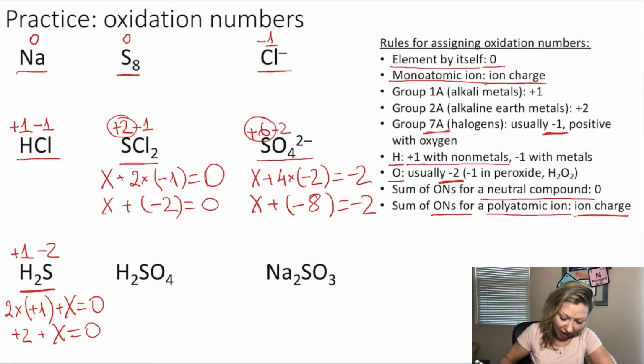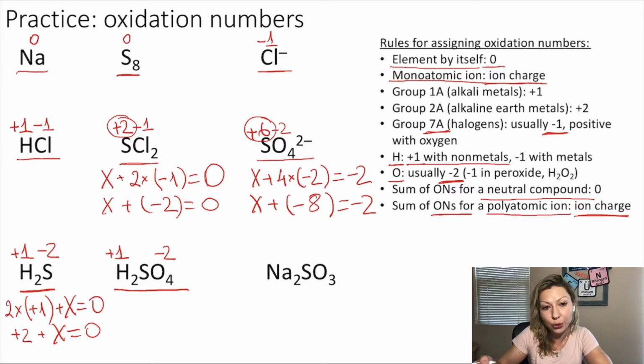Minus 2, right? Okay, let's do sulfuric acid. So let's start with hydrogen first. Hydrogen is plus 1 from the rules. Oxygen is minus 2, also from the rules. And we know that this is a neutral compound.